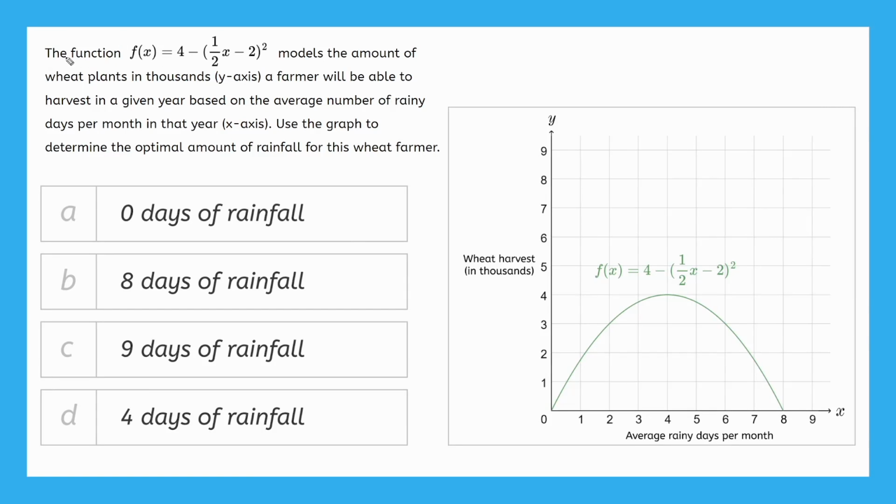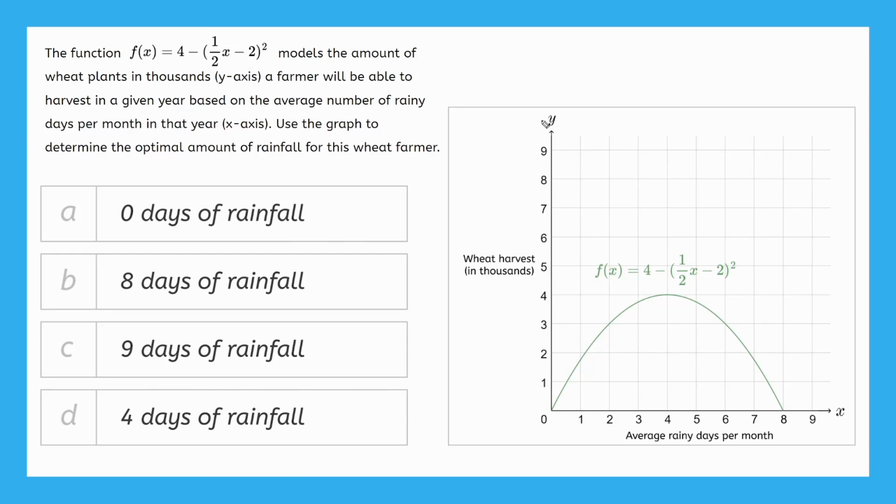Here we have a little bit of a different type of problem. We were only given one function here, and the problem tells us that the function f of x models the amount of wheat plants in thousands on the y-axis a farmer will be able to harvest in a given year based on the average number of rainy days per month in that year. And that's on the x-axis. So use the graph to determine the optimal amount of rainfall for this wheat farmer.